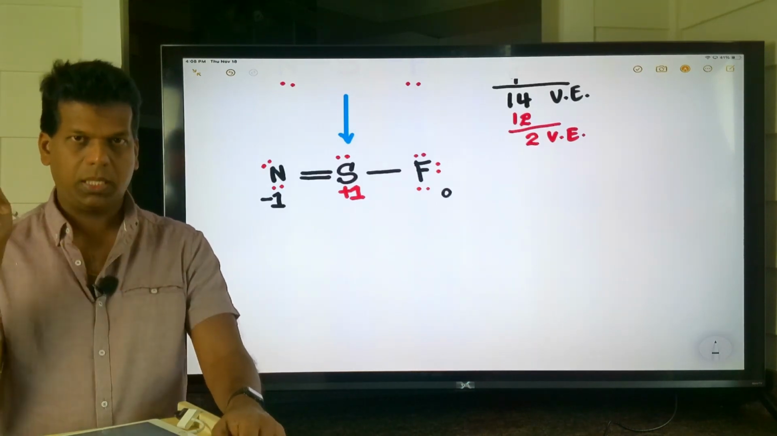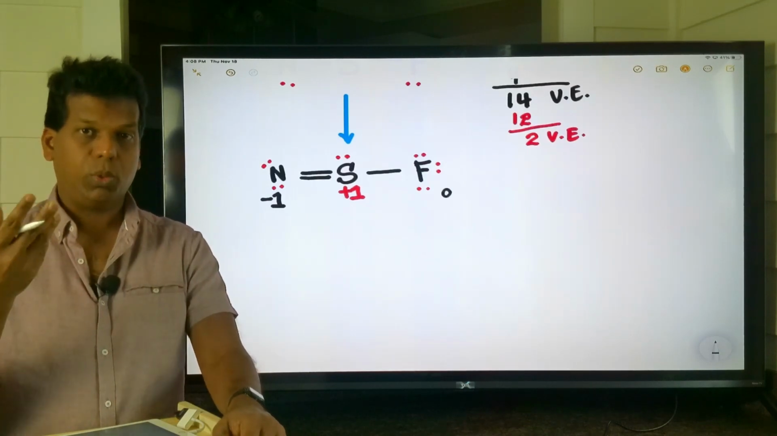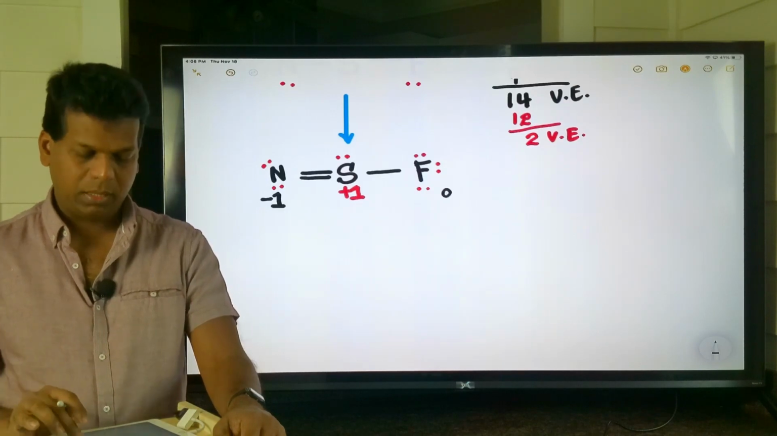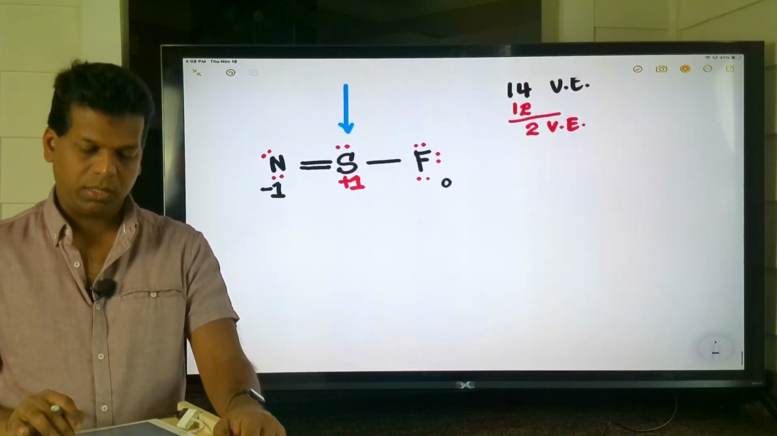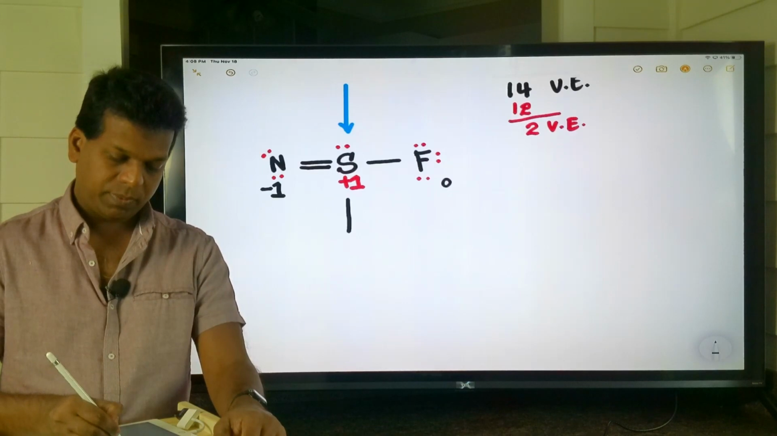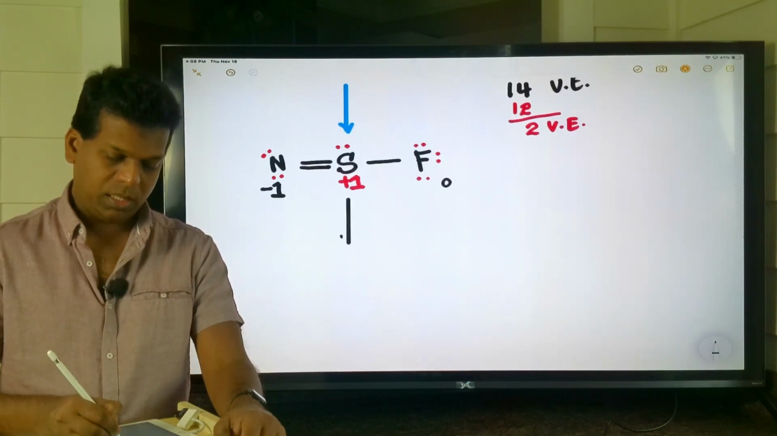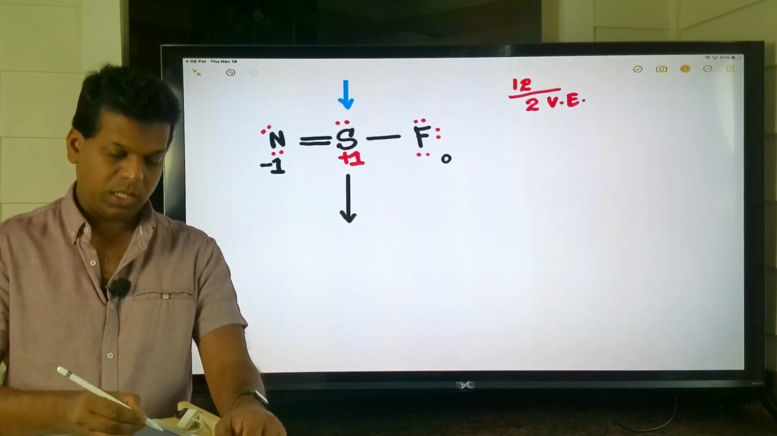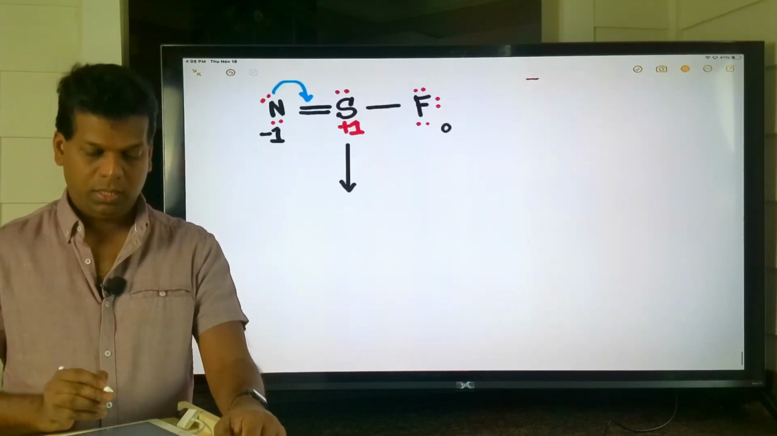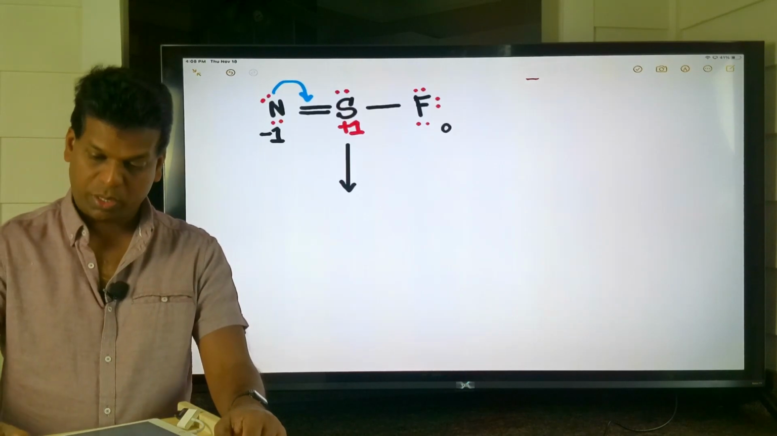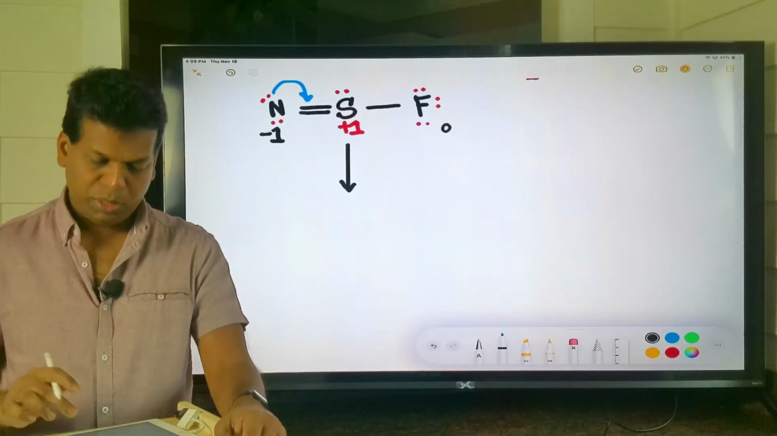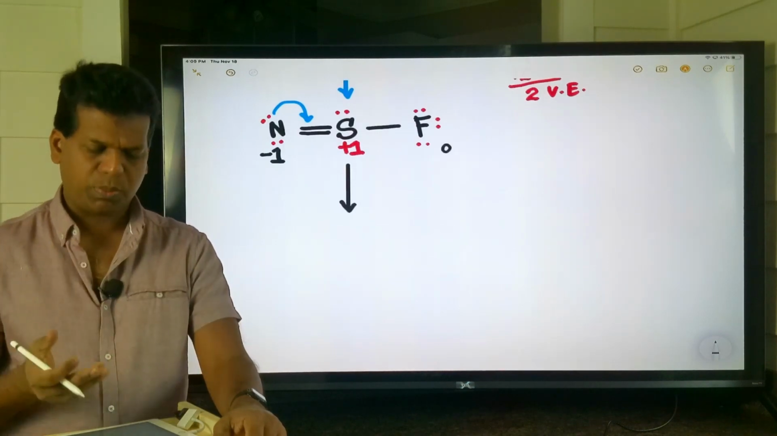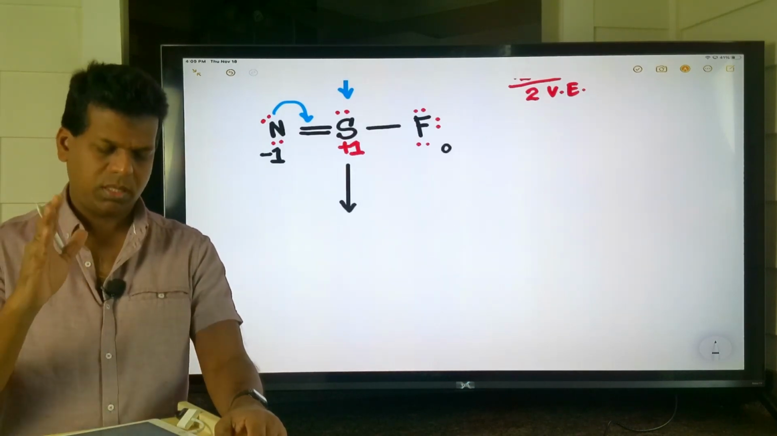Sulfur is in period 3. Sulfur can have more than 8 electrons. So that tells you we can get rid of that +1 formal charge. How can I do that? I can make another double bond. Where am I going to get those electrons? I'm going to get them from nitrogen again. So now I have this structure. So now you may be wondering, why didn't I get those pair of electrons from fluorine? Okay, just hold that thought.